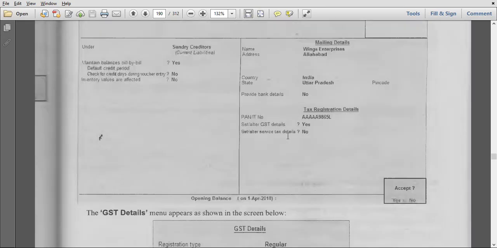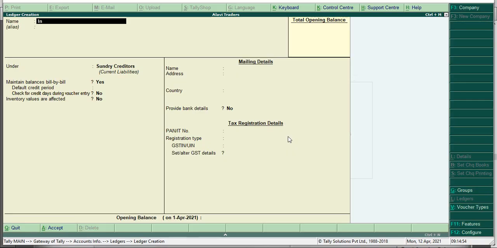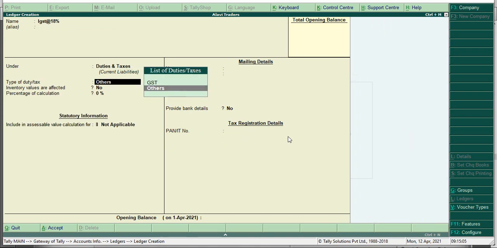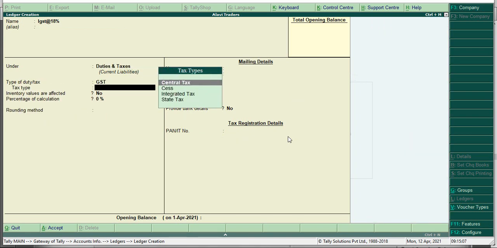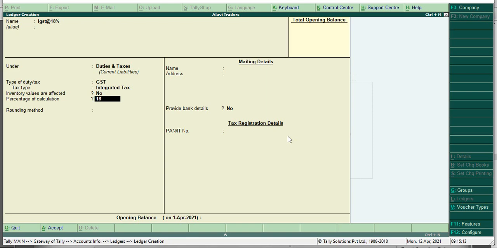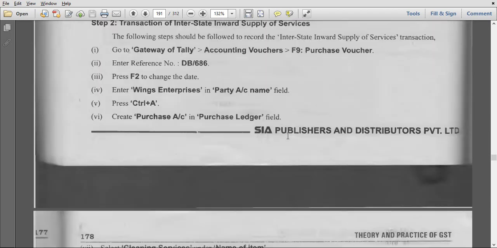Okay. Then after integrated tax, I will go with IGST at the rate 18%. Comes under duties and taxes, GST, integrated tax, that is 18%. Next we need any other ledgers.